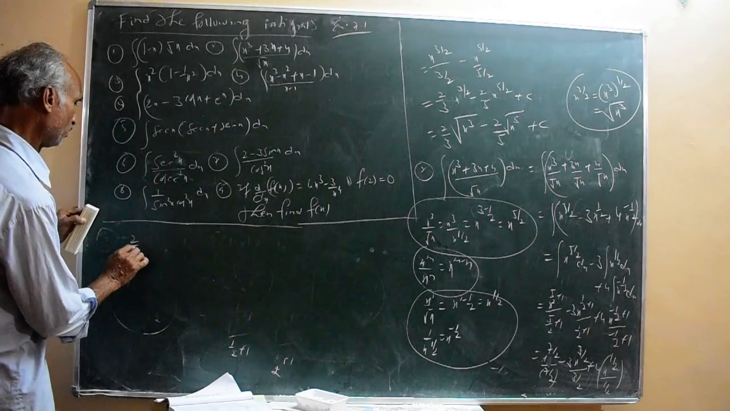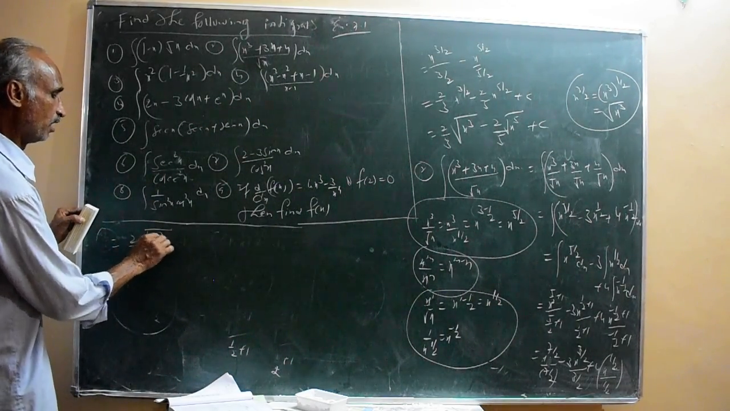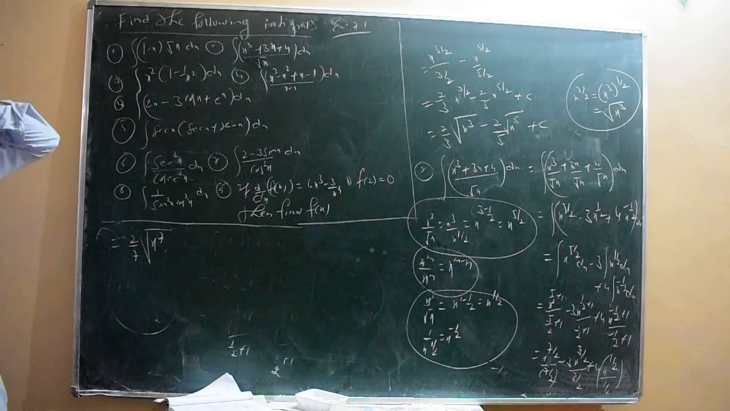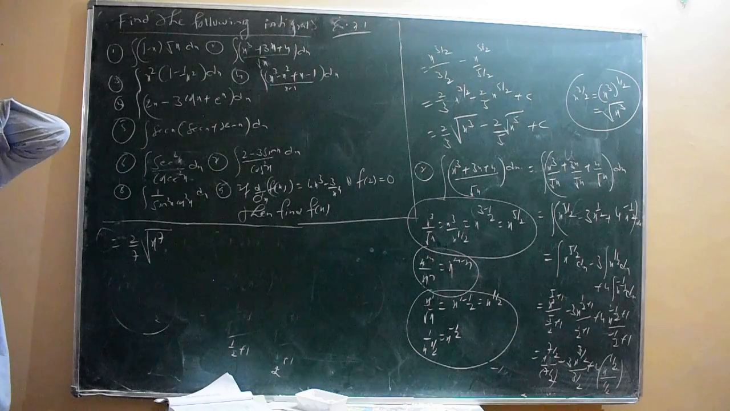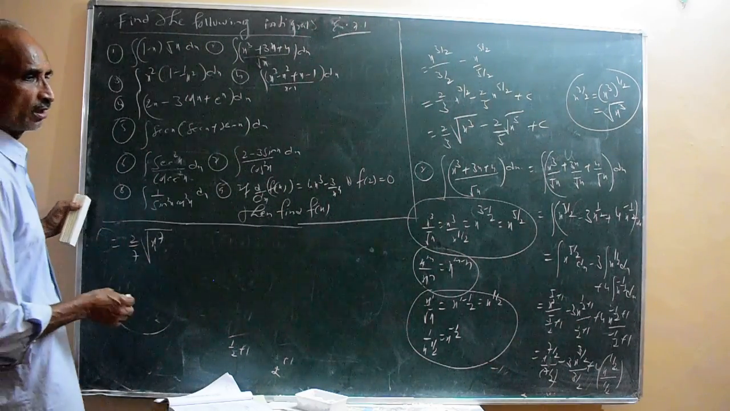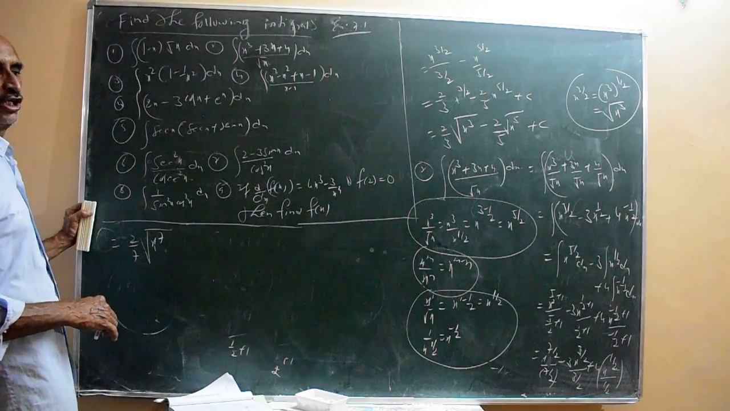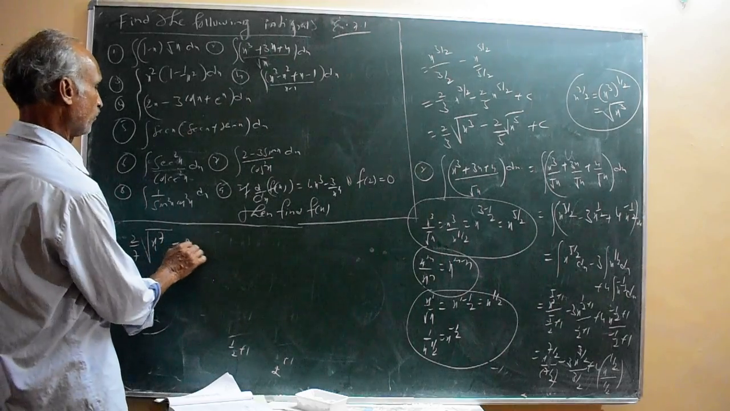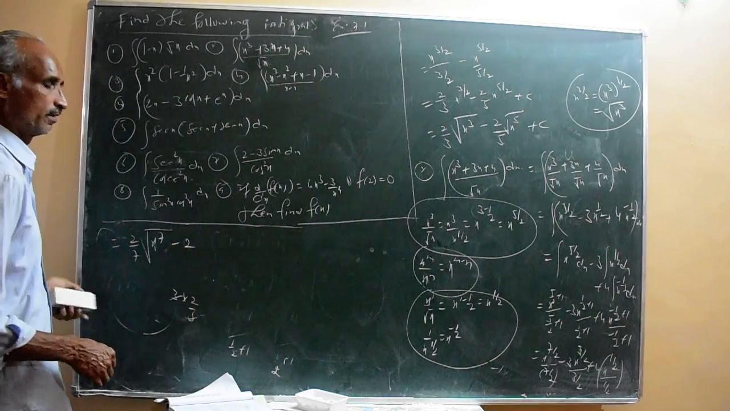2 by 7 into x raised to 7 by 2, again the same explanation. Upon 2 means square root. x raised to 7 by 2 is nothing but x raised to 7 whole raised to half. Whole raised to half means square root of x raised to 7. For 3 by 2, taking the reciprocal, it is minus 3 into 2 by 3. 3 cancels, therefore minus 2. 3 into 2 by 3, 3 cancels.